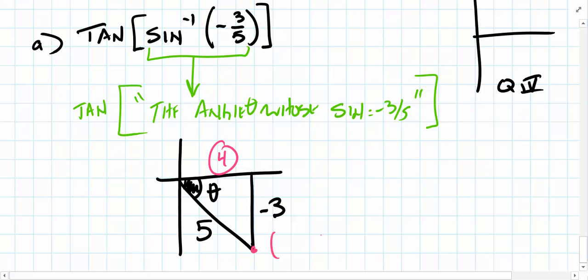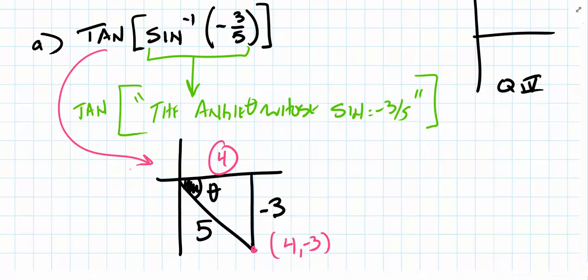So now what do I want? I want the tangent of that picture. Now it makes sense. So the tangent of the picture is what? Is negative 3/4. So the tangent of the inverse sine of negative 3/5 is a negative 3/4.